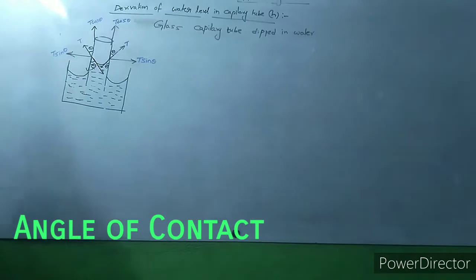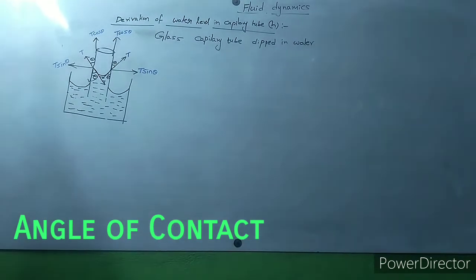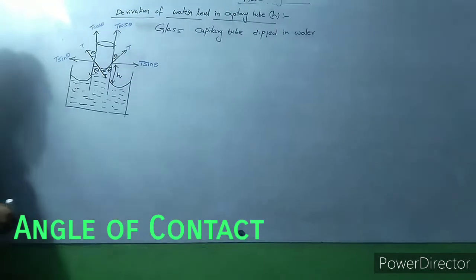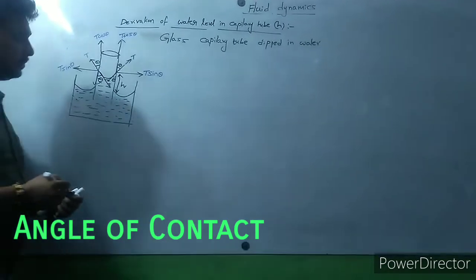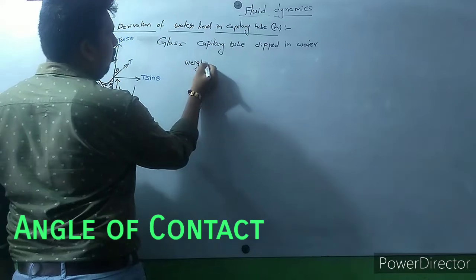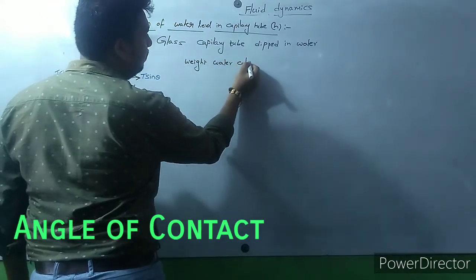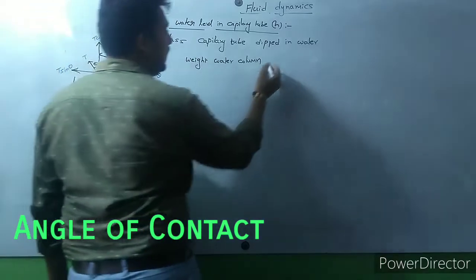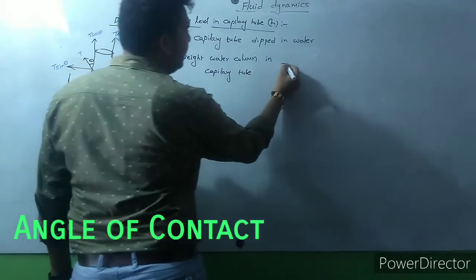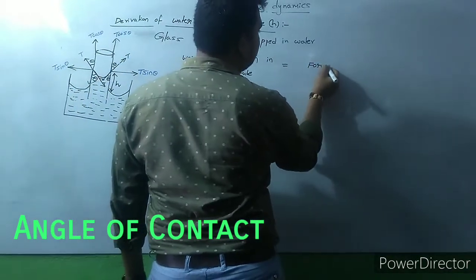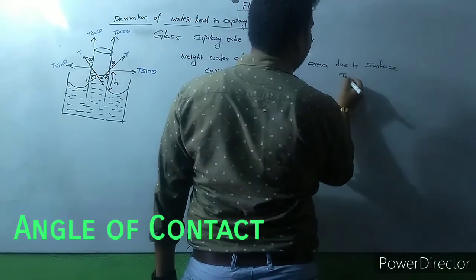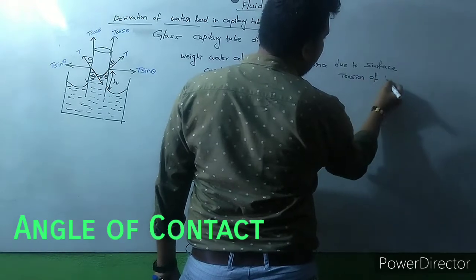Okay, so here observe carefully. And the water level, here this water level is taken as H. Weight of the water column in the capillary tube is equal to the force due to surface tension of the liquid.